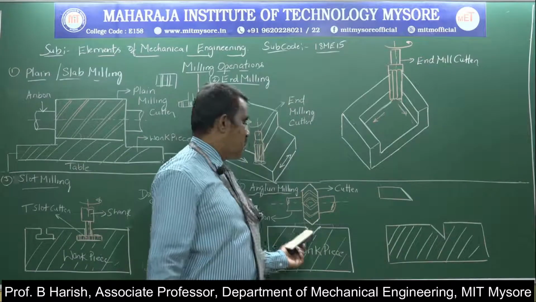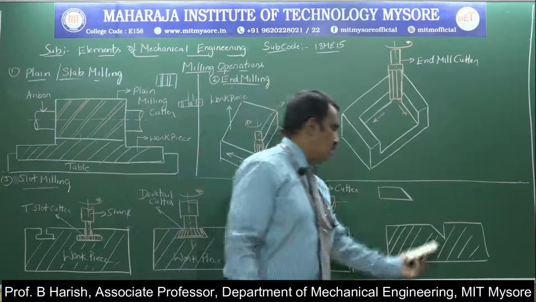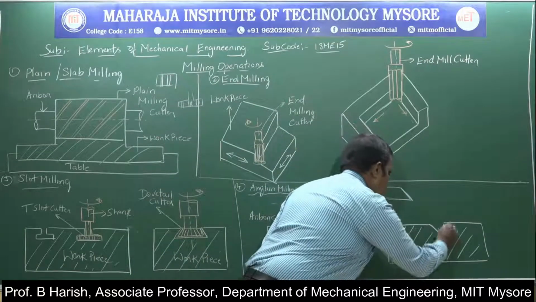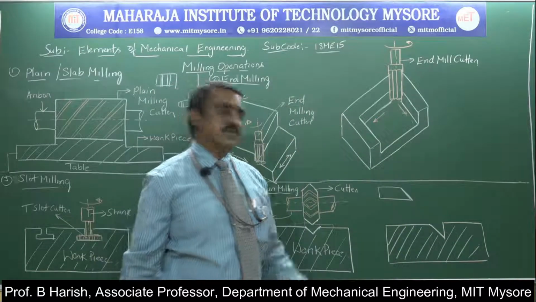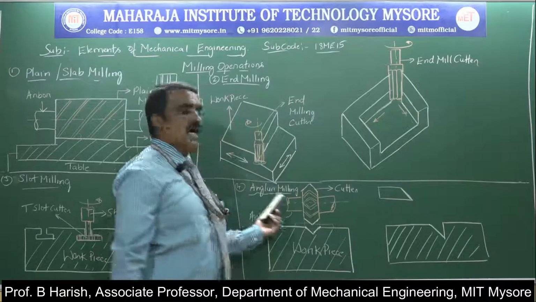This is a two-sided notch. This one, you can see, is one-sided: the inclination is only on one side, whereas the other edge is vertical. This also comes under angular milling.